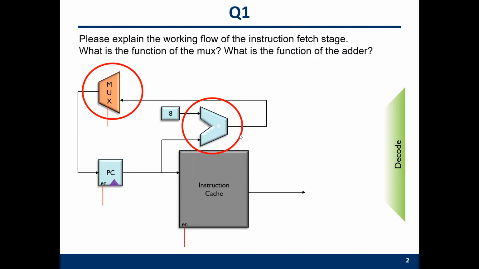The first question is about the pipeline, particularly the instruction fetch. In the pipeline, we have 5 stages. In the final examination, you can expect some questions asking about the details in each stage. Here is one example: please explain the working flow of the instruction fetch stage. What's the function of the mask?